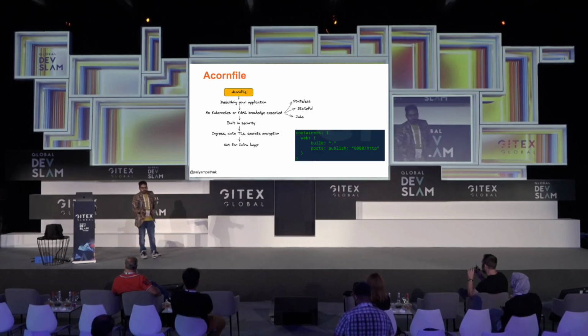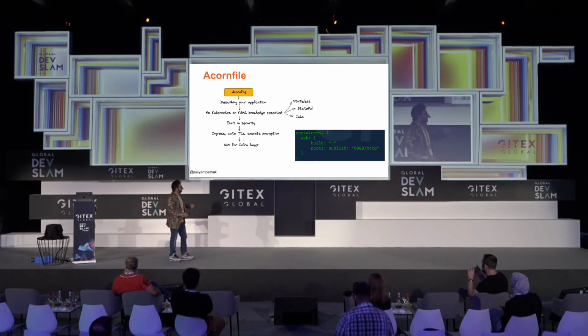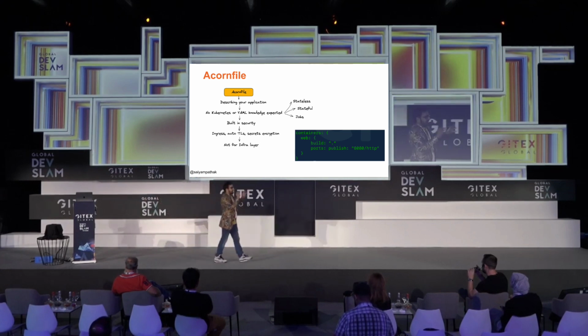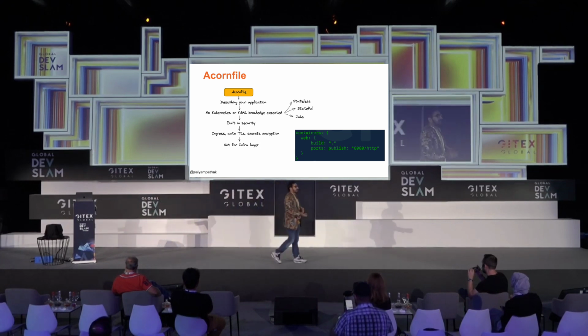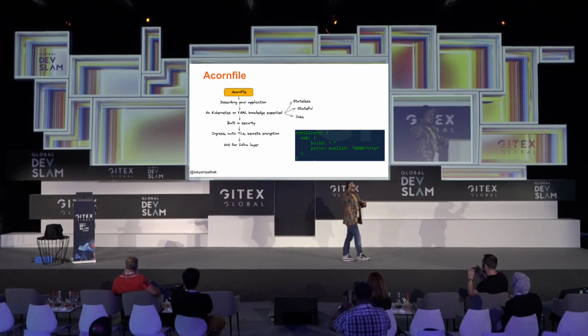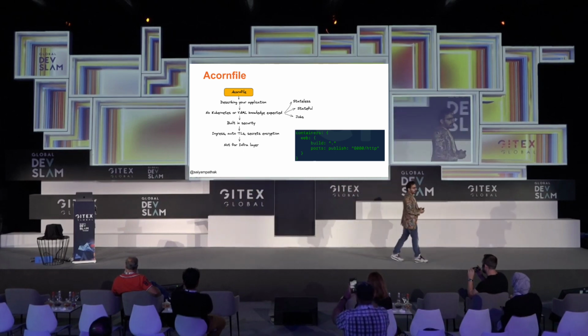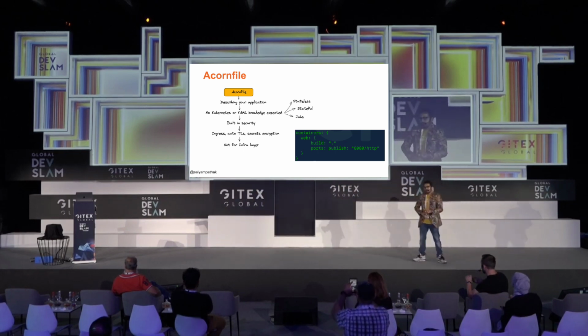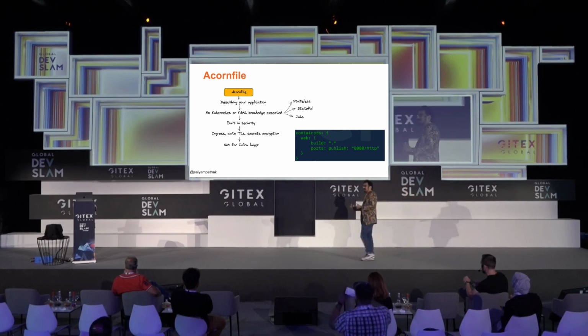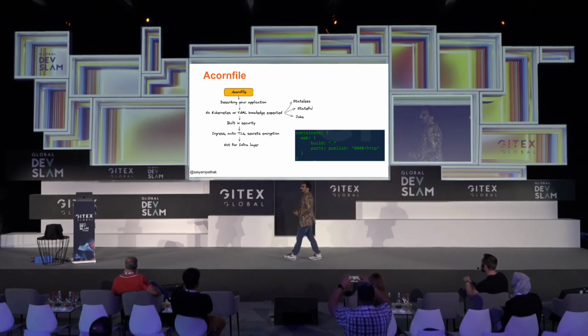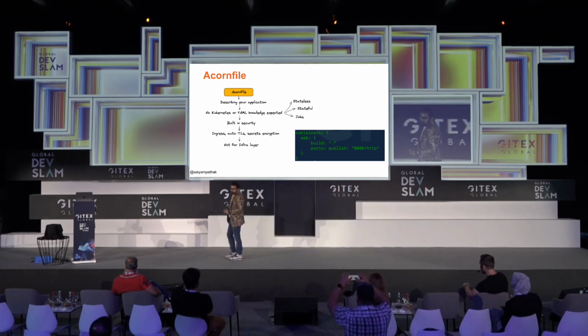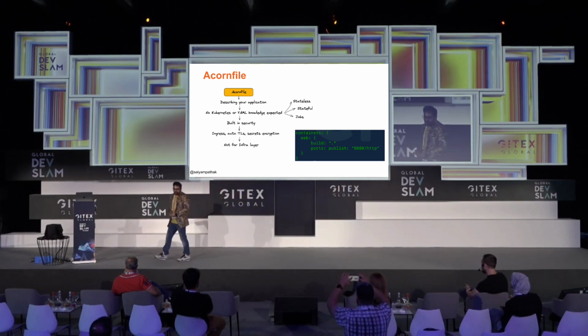So this is how an Econ file looks. You can see it's very readable. It's a different kind of DSL, which is derived from the Q language, and it provides you a lot of flexibility. You can do a lot of if-else conditions on top of that. And no Kubernetes or YAML knowledge is required.